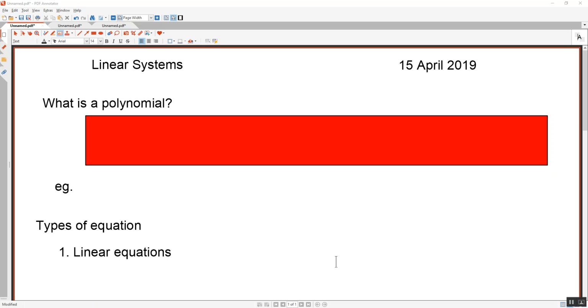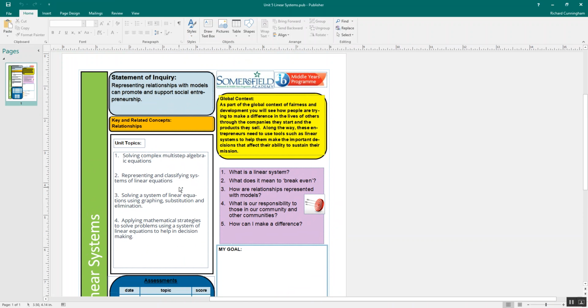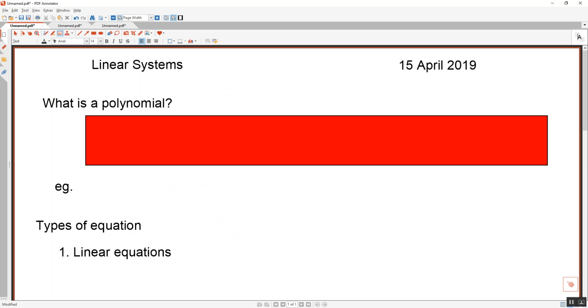We have some time to glue this in. So the sheet, this is the sheet. We've got the unit topics, so this is what we're going to be working through, and then some questions about what linear systems are and why they're important, and the statement of inquiry. We're going to look at these types of questions. First off, what is a polynomial, and then different types of equations.